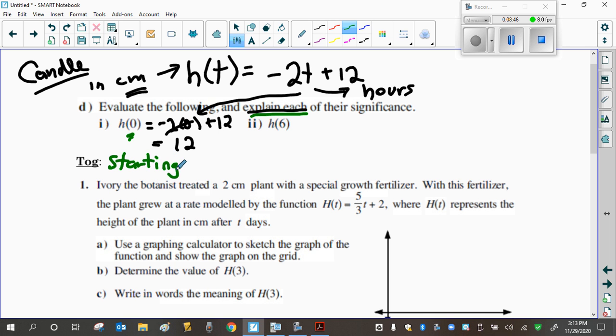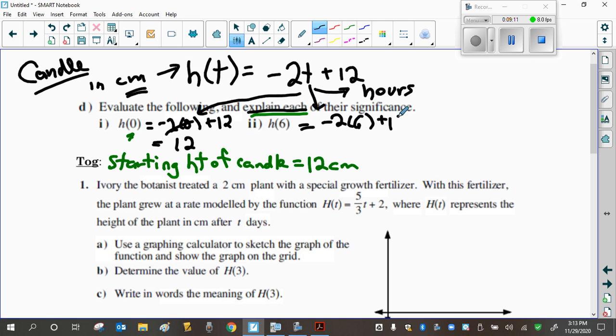Go ahead and write this down, please. Starting height of candle equals 12 centimeters. Make sure you put units. Could be centimeters, inches, not kilometers. And then similarly, we do the same thing here, except we substitute 6 in for t. So -2 times t means -2 times 6. That's -12, and we get -12 plus 12, which is 0.